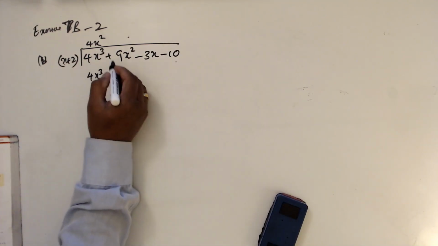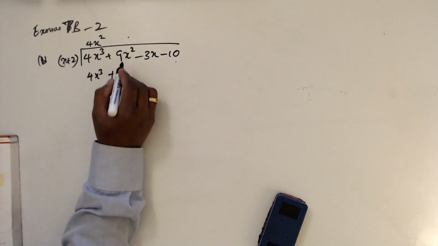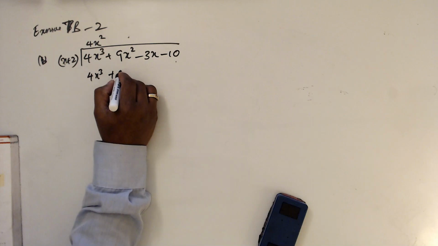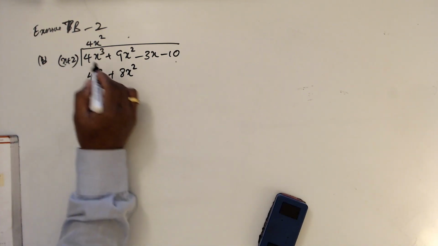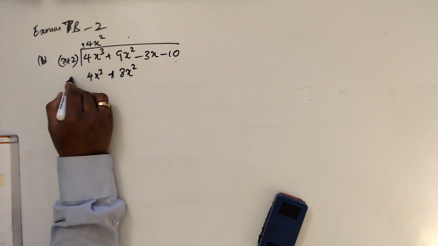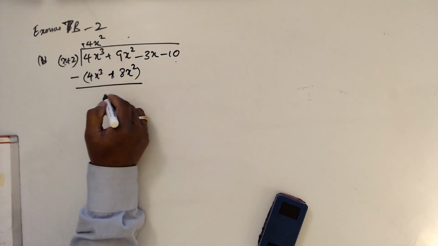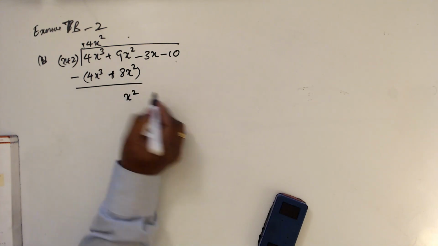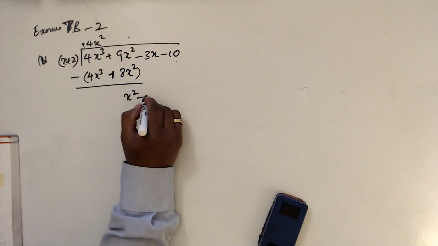Now, this is going to be 4x square times plus 2, which is 8x square. Plus times plus is plus. And now you have to minus it. This cancels out. This is going to be x square. Then we are going to continue, bring those two numbers down.